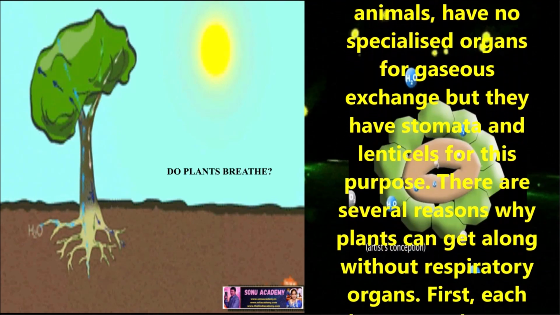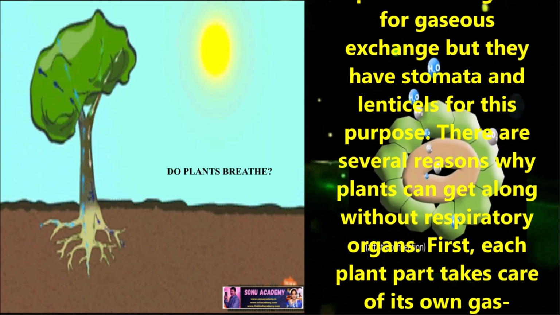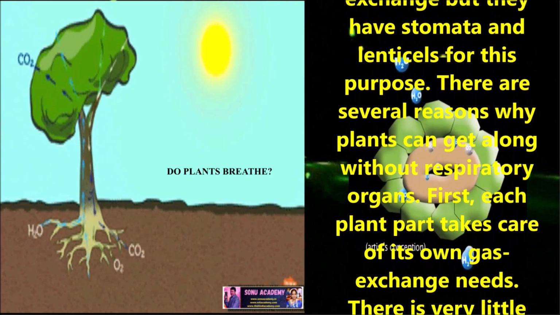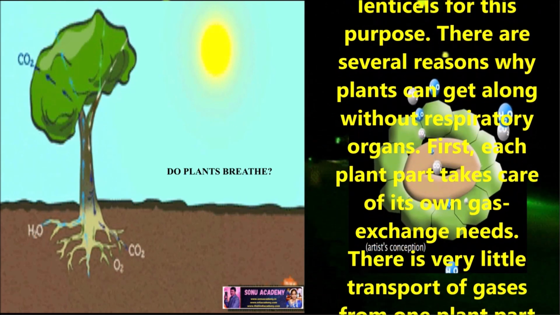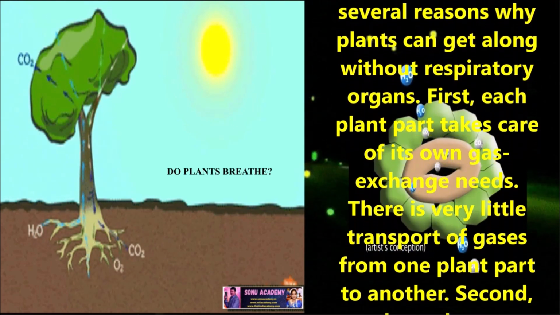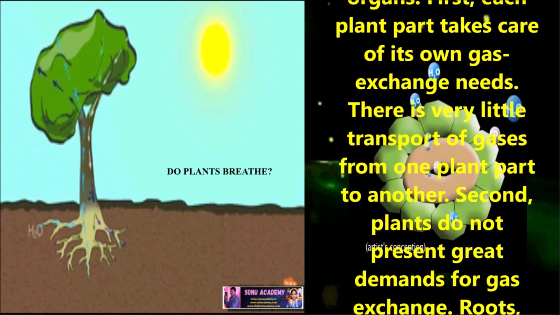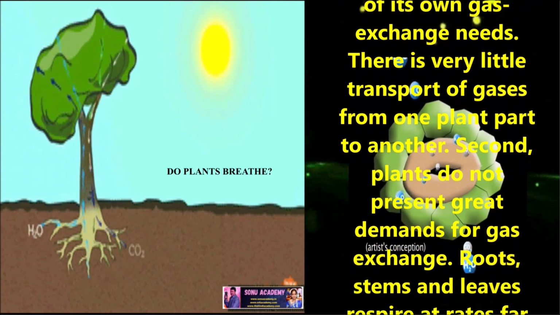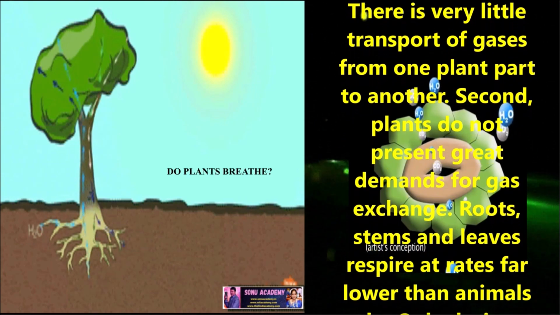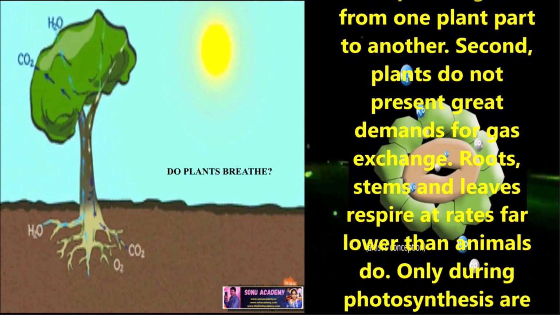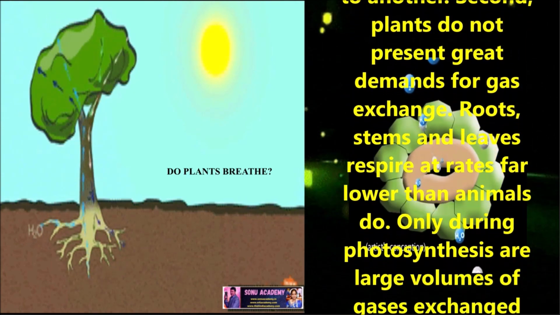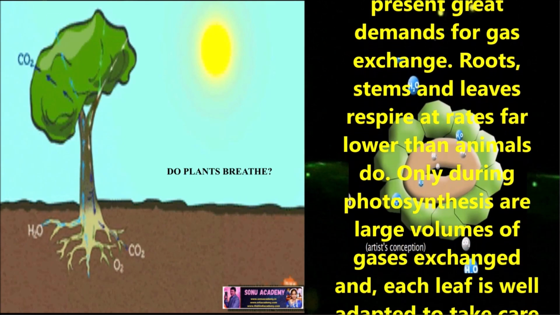There are several reasons why plants can get along without respiratory organs. First, each plant part takes care of its own gaseous exchange needs. There is very little transport of gases from one plant part to another. Second, plants do not present great demands of gas exchange. Roots, stems and leaves respire at rates far lower than animals do.